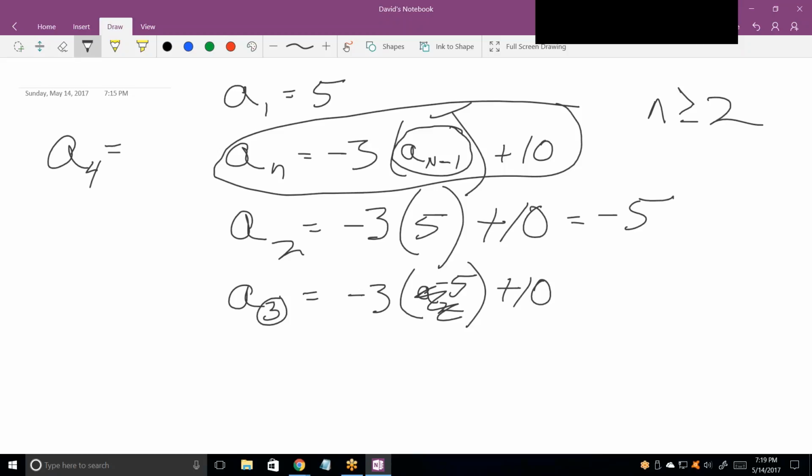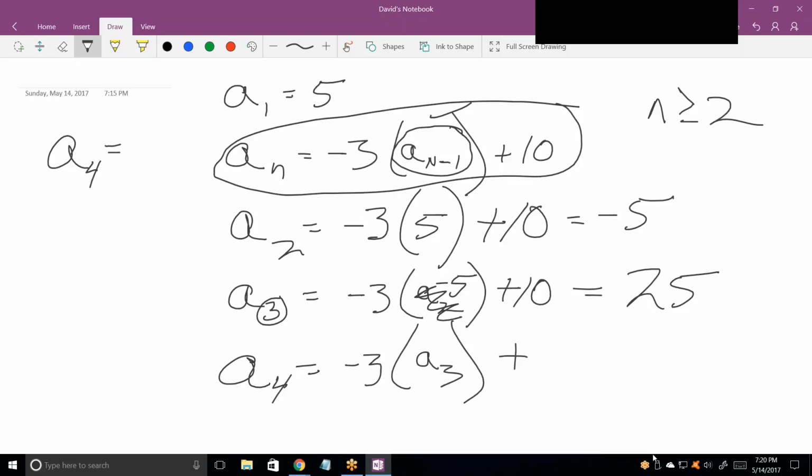Okay. So we're going to figure out a sub 2 based on our knowledge of what a sub 1 is. Then we're going to figure out a sub 3 based on our knowledge of what a sub 2 is, which is 25. And now a sub 4 is going to be minus 3 times that, a sub 3, which is 25, correct? So that would be minus 75. And that's the fourth term.